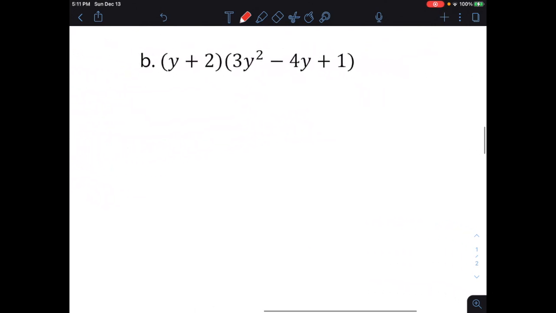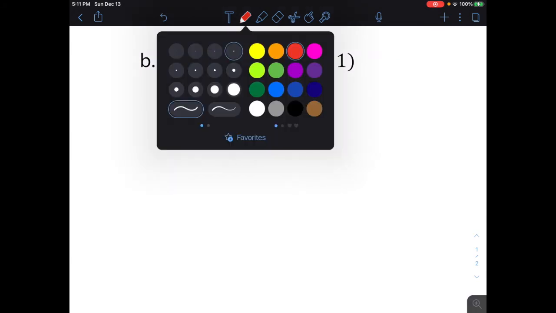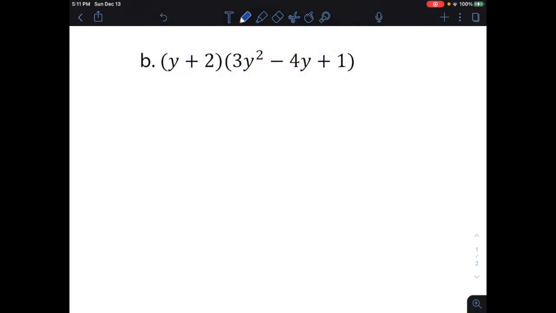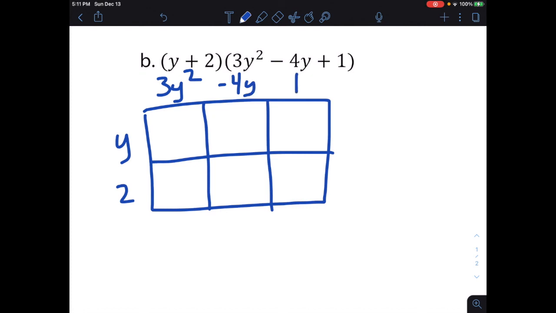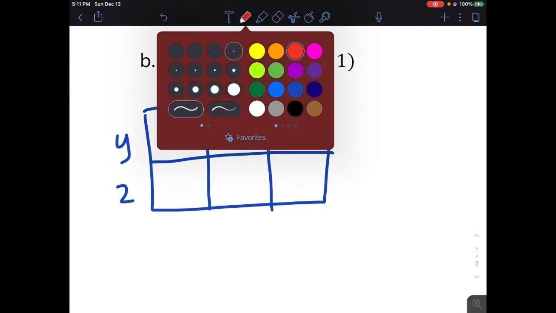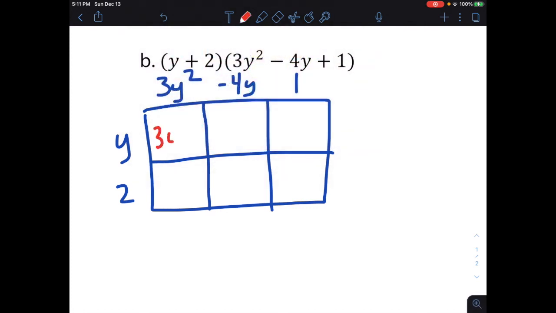All right, here we go, another one. I'm going to do the box. All right, so we have y and 2. This is almost the same. 3y squared, negative 4y, 1. And then I'm going to go through and do my multiplying. So I have 3y to the third.